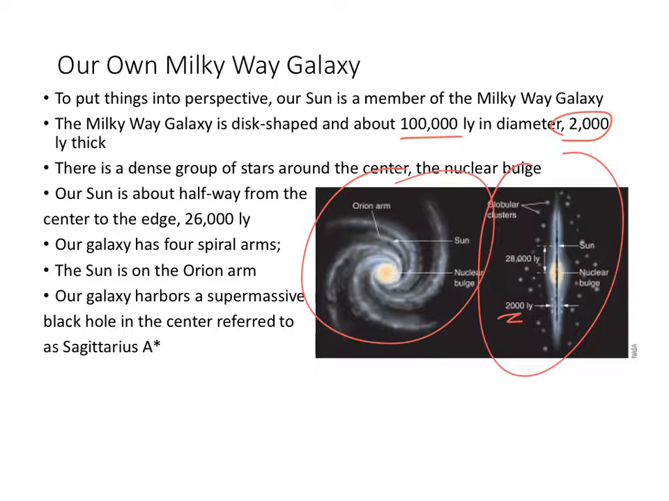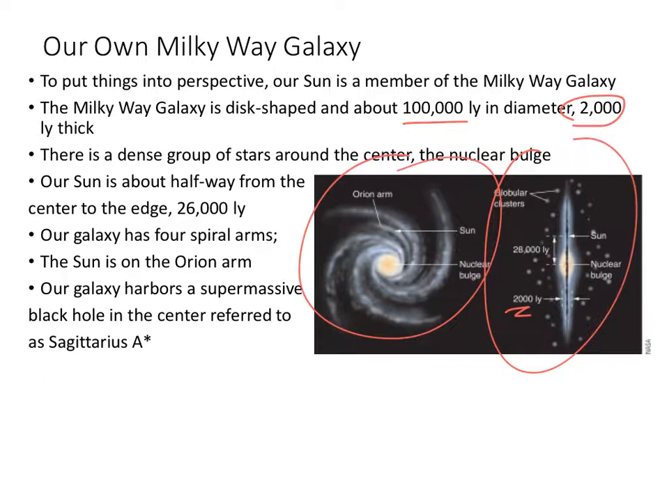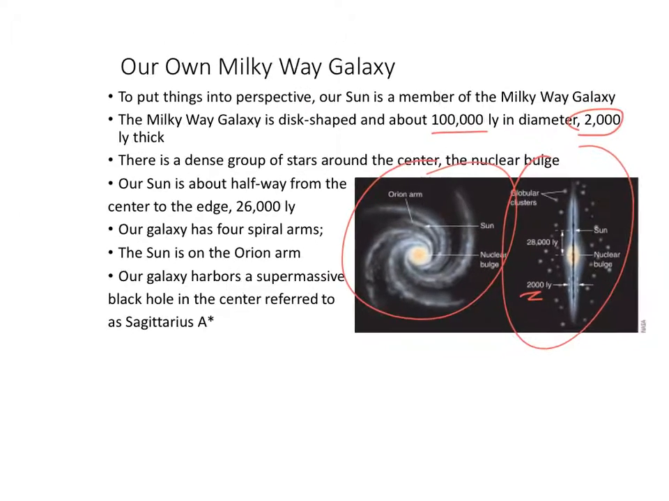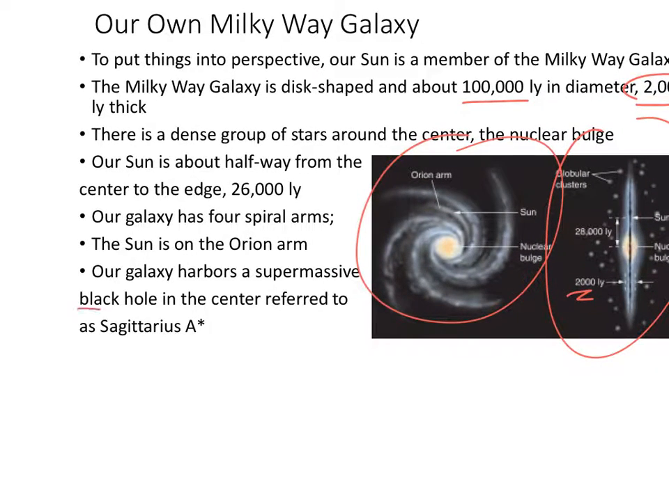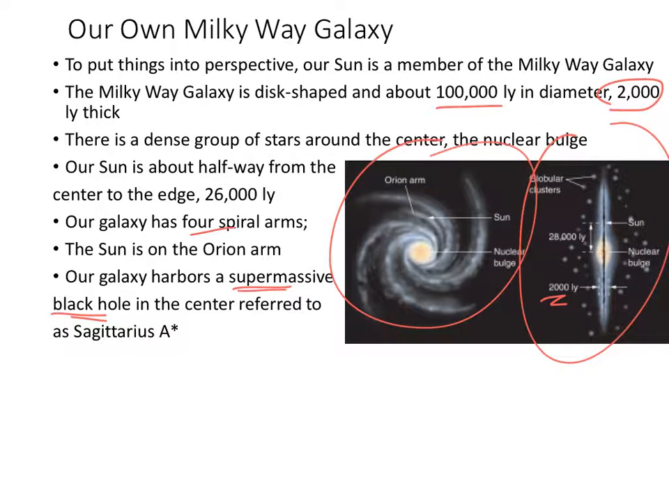It has a nuclear bulge in the center. In the center of our galaxy is a black hole. Specifically, it's very large. We call it a supermassive black hole. Actually, most galaxies have them, as it turns out. It has 4 spiral arms. We are on one major spiral arm called Orion. So I would jot all that down.